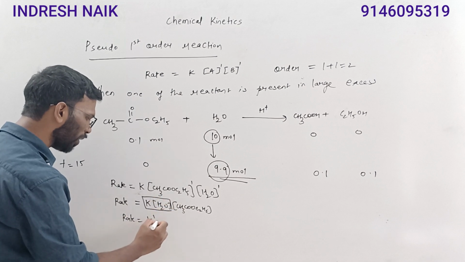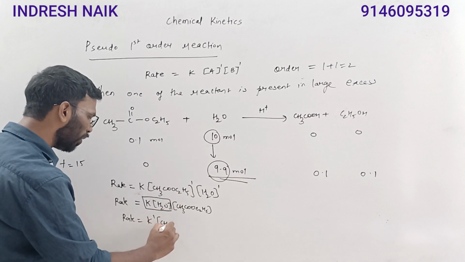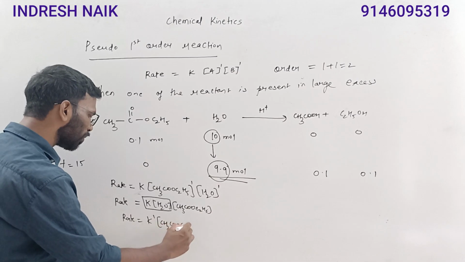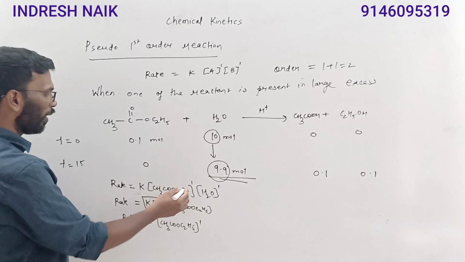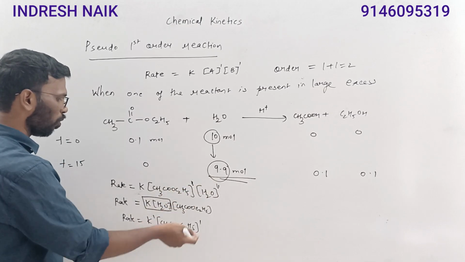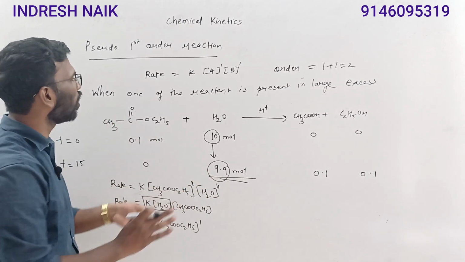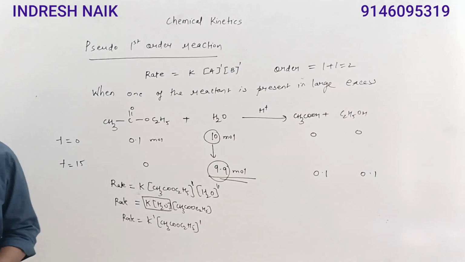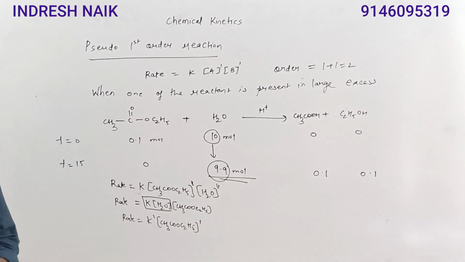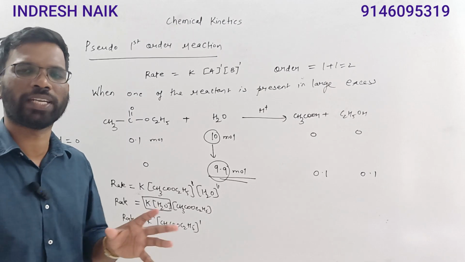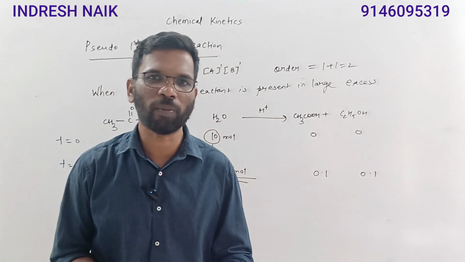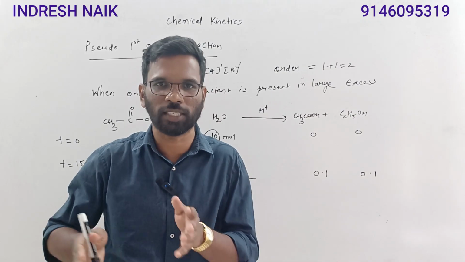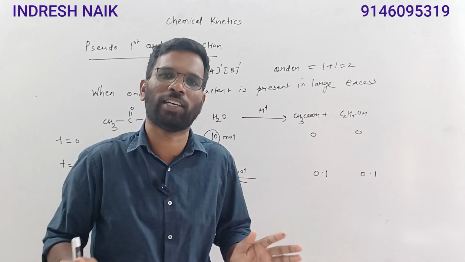Together I call this K dash, and over here this is the equation you are going to get. Means what? Although it looks like a second order, it just follows a first order kinetic. That is the meaning of the pseudo first order reaction. There are more examples. Inversion of cane sugar is also an example of the pseudo first order reaction. It looks like a second order, but it follows a first order reaction since one of the reactants is present in very large excess.